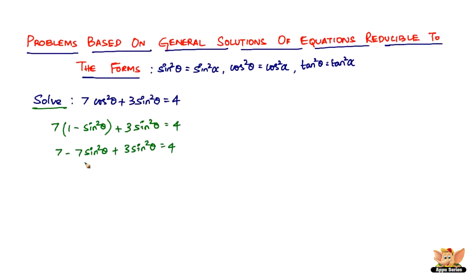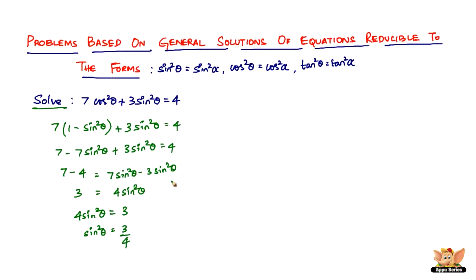Let's group them. Let's get the 4 this side and push the sine terms to the right hand side. So we have 7 minus 4 equals 7 sine squared theta minus 3 sine squared theta. So 7 minus 4 is 3 equals 4 sine squared theta, or 4 sine squared theta simply equals 3, or sine squared theta equals 3 by 4, right?